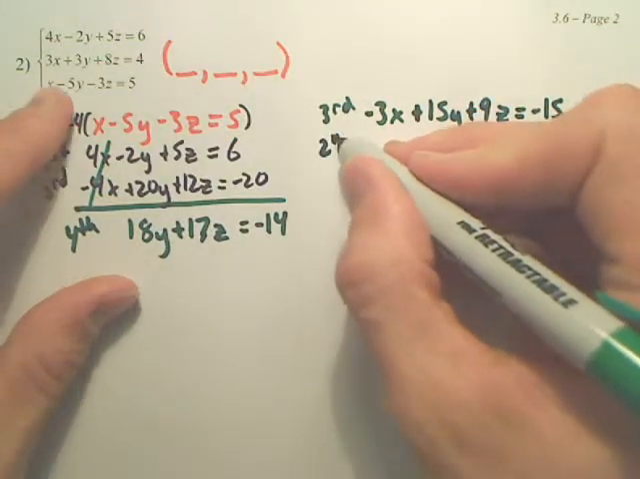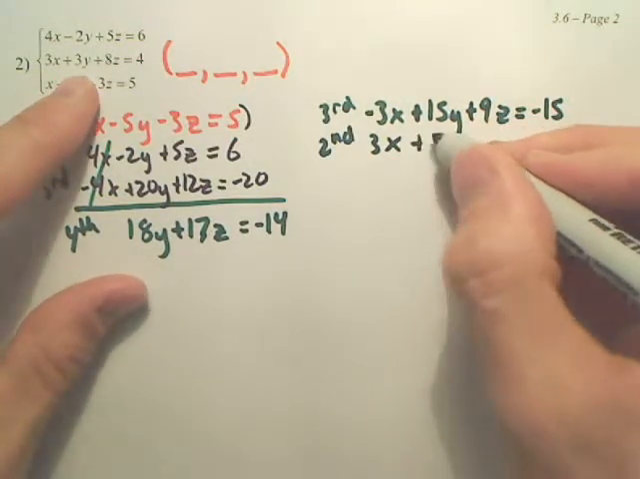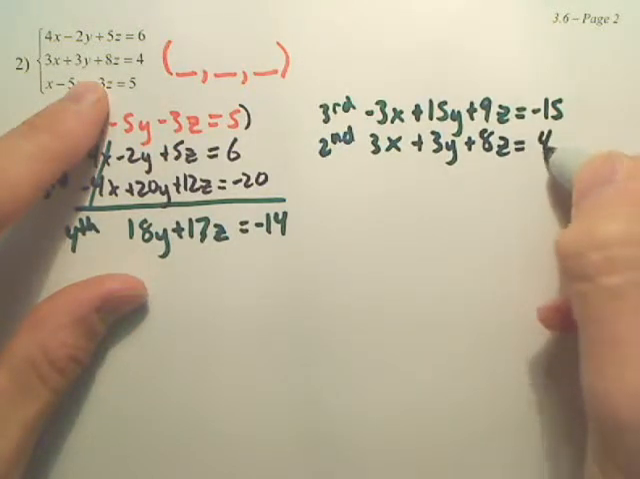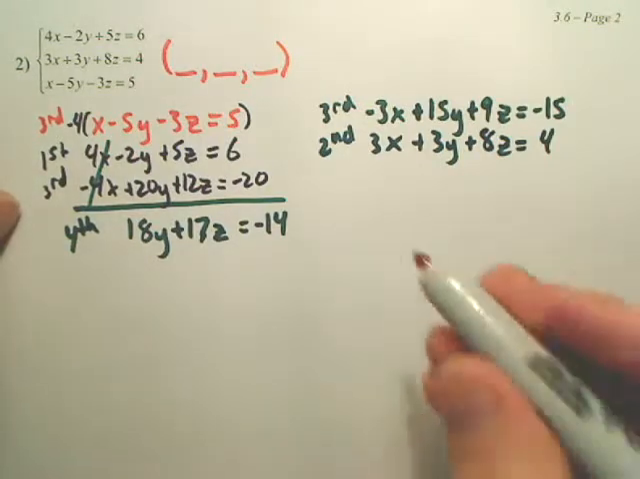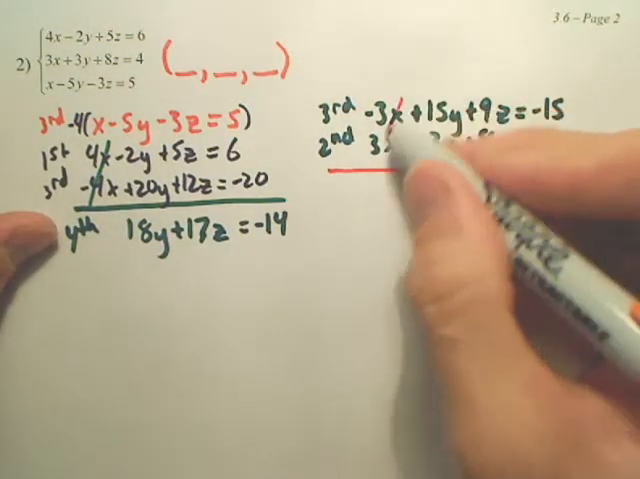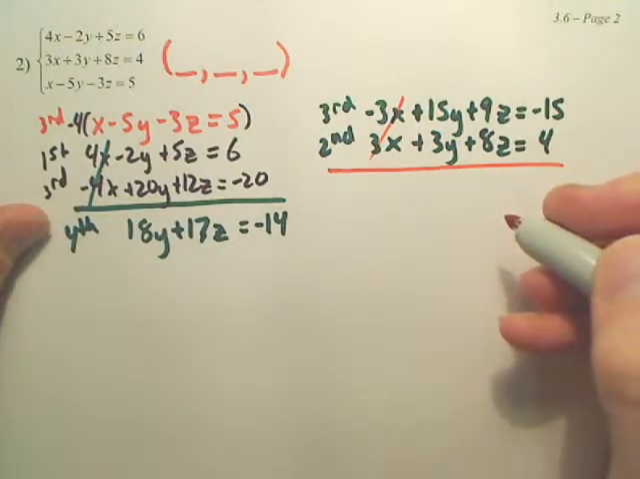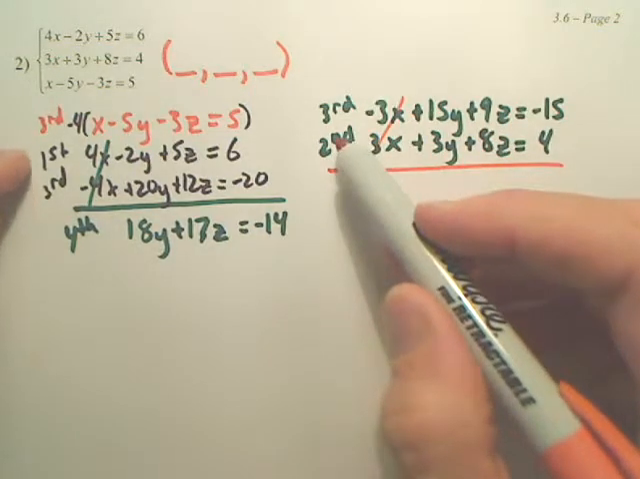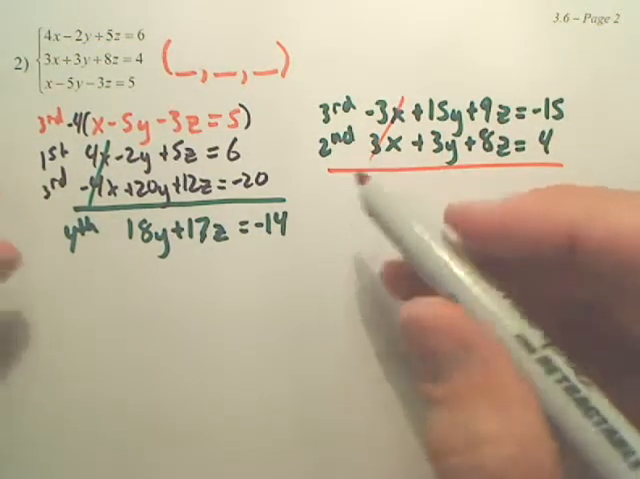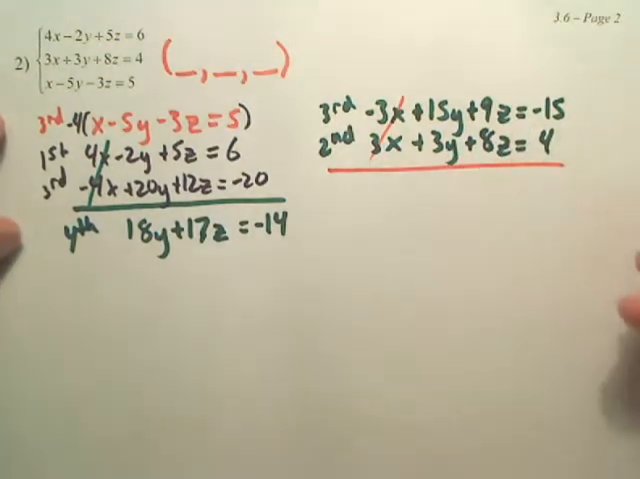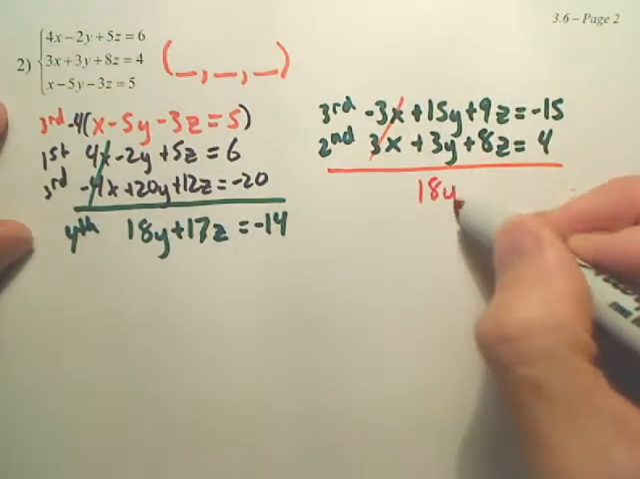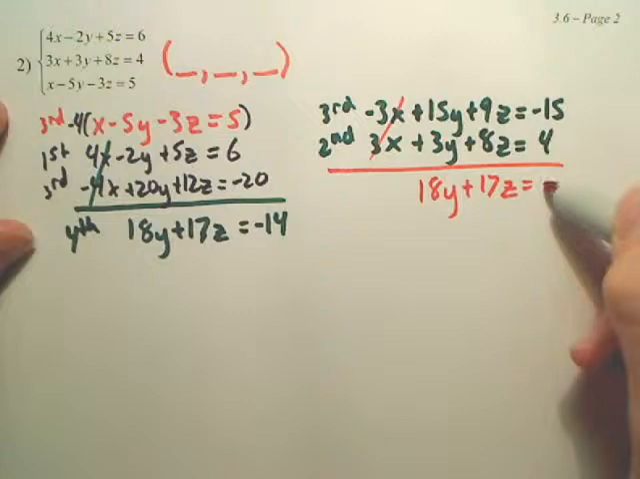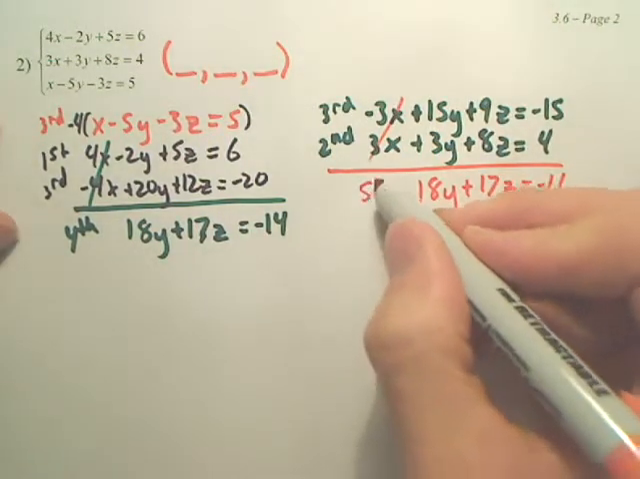And then the second equation we rewrite, because we're canceling with the second equation. Alright, that cancels. Again, you want to get rid of the same variable both times. It's all about the same variable. And we have to use different equations. You can't use the first and third and the first and third again. You have to use a group of two different equations. Anyways, you get 18y, here you get 17z, and here you get negative 11. And we call this our fifth equation.